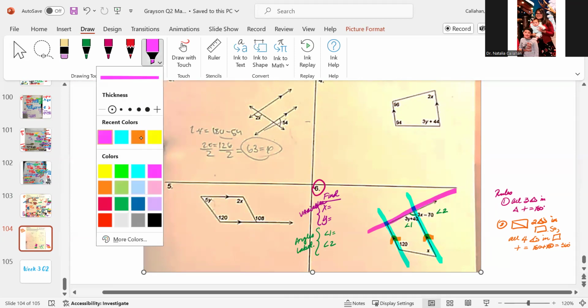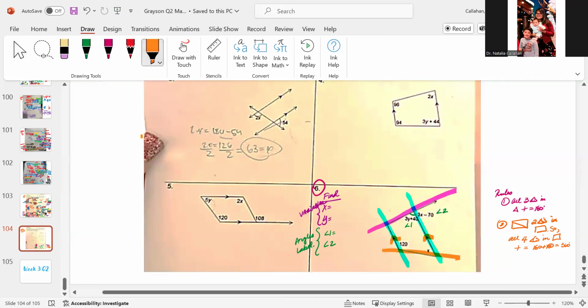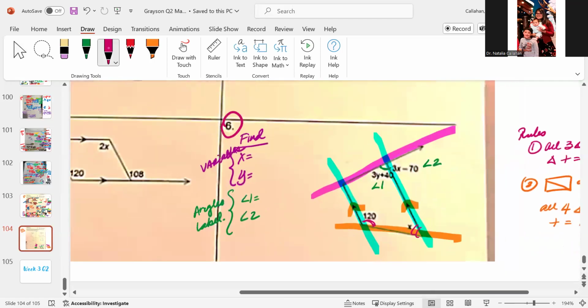But then I thought about, well, I also have this orange line. Do you see that? This orange line also crosses through the two parallel lines, right? And therefore, these two angles here, guess what? These are consecutive interior angles. So you need to write this down.